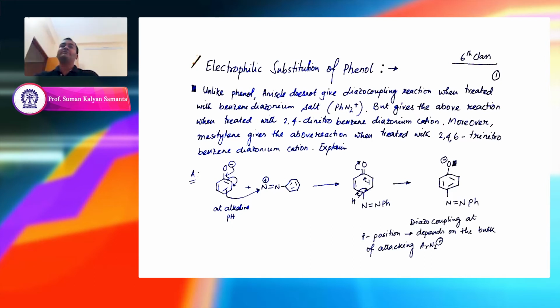Another point, you must have seen that we have taken alkaline pH. What would happen if we take acidic pH? If we take acidic pH, this will not happen. And that is why you need slightly alkaline pH for this. Sir, can you repeat your last point, that acidic pH one?